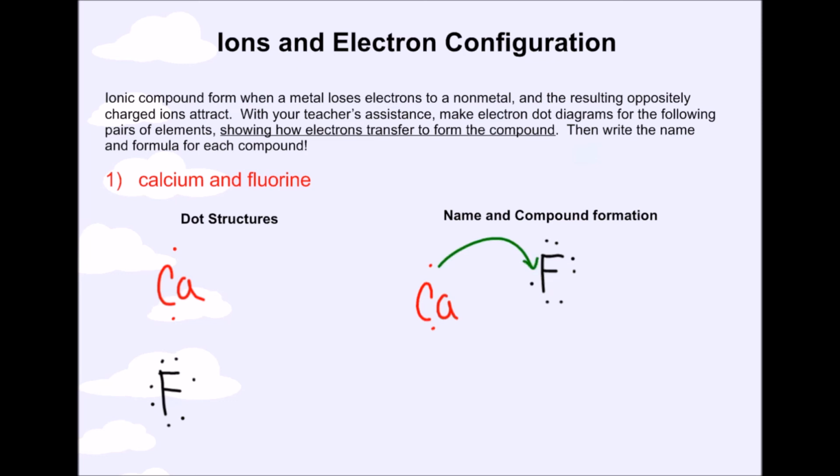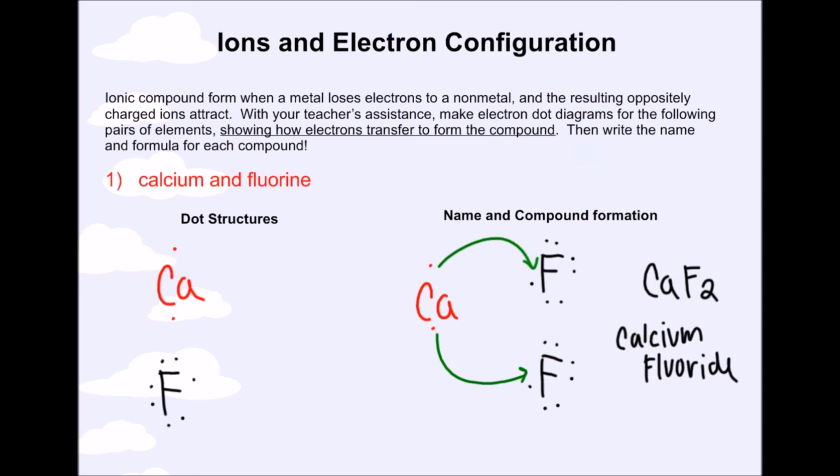Well, calcium's still not happy though. It has that extra electron. So what happens? Another fluorine is there to pick that up. So calcium donates 1 electron to one fluorine and its other electron to a different fluorine. That's why the compound for calcium fluoride is CaF2 because of this bonding formation. Okay, and we call this an ionic bond. So it's CaF2, known as calcium fluoride.